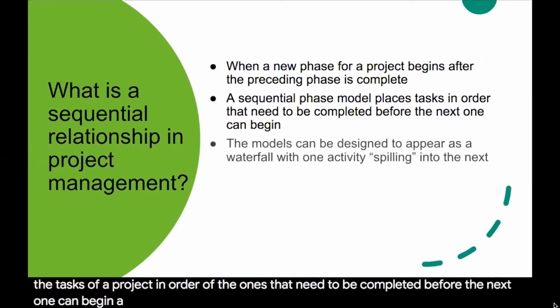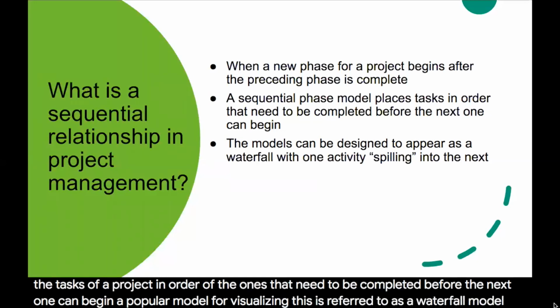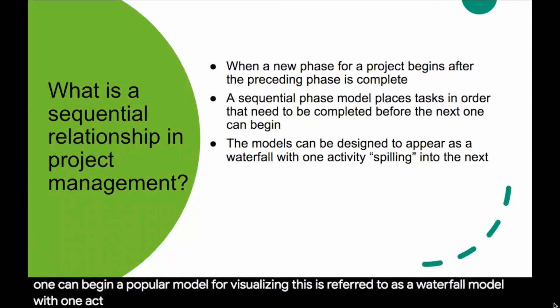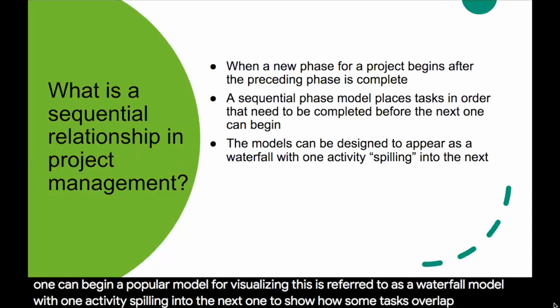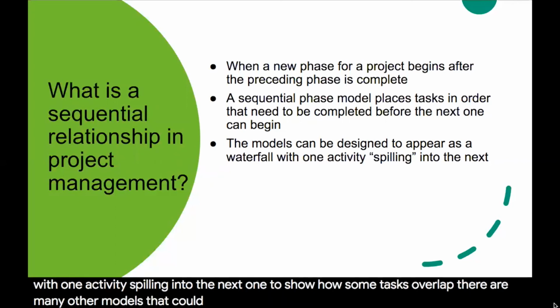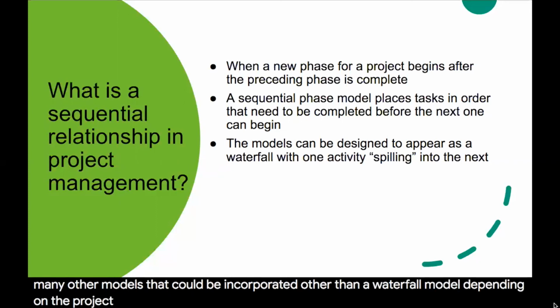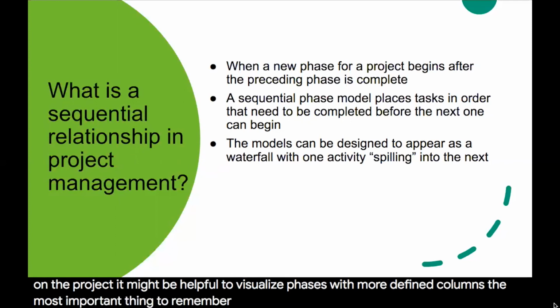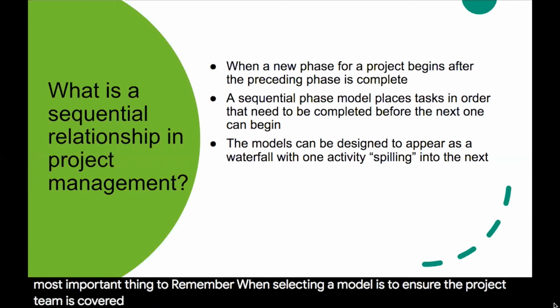A popular model for visualizing this is referred to as a waterfall model. The model is designed to appear with one activity spilling into the next one to show how some tasks overlap. There are many other models that could be incorporated other than a waterfall model. Depending on the project, it might be helpful to visualize phases with more defined columns. The most important thing to remember when selecting a model is to ensure the project team is comfortable and understands it.